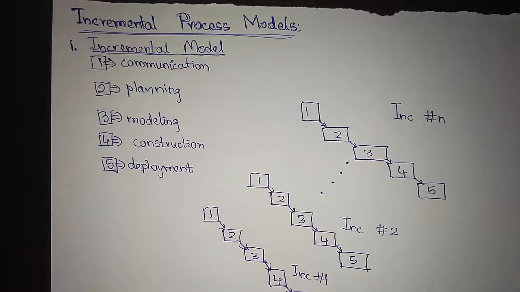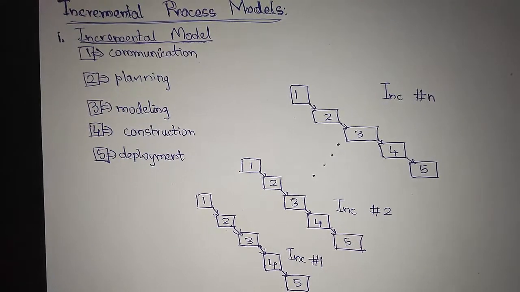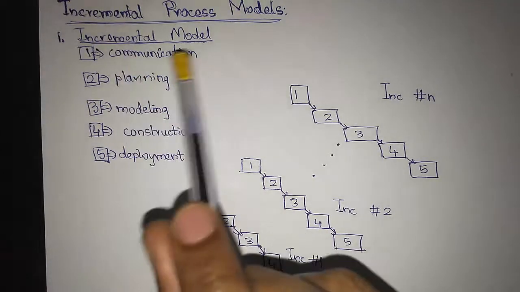In this, requirements are divided into multiple modules, and each module is developed separately. Finally, developed modules are integrated together. Alright, so there are two types of incremental process models: the first one is the incremental model itself, and then we have the rapid application development or RAD model. First we are going to go through the incremental model.